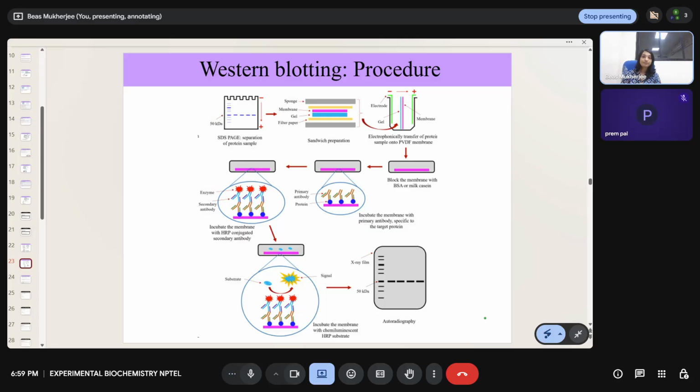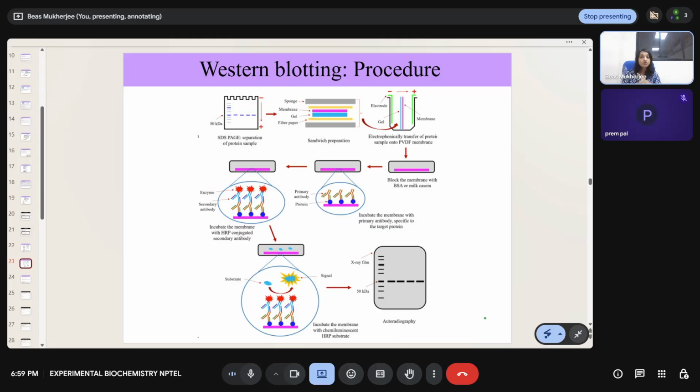Primary antibody. So you add the primary antibody. So primary antibody, remember, it is complementary to our protein of interest. It is going to bind to the epitope of the protein of interest. Correct? Now, then you wash and remove all the unbound antibody. Then you let it incubate overnight. Then you add the secondary antibody. And then once again you let it incubate for around 1 to 2 hours.